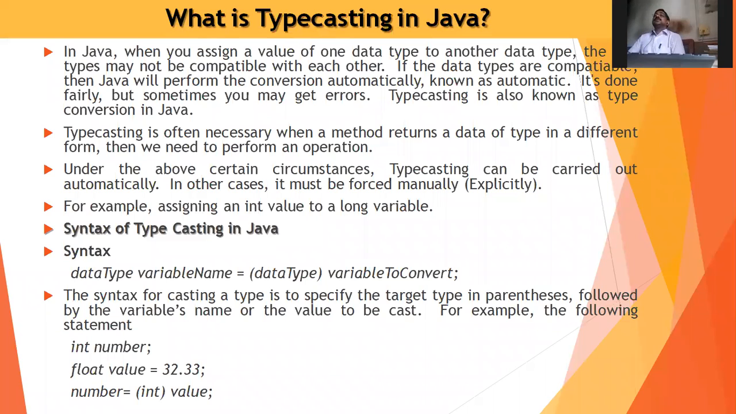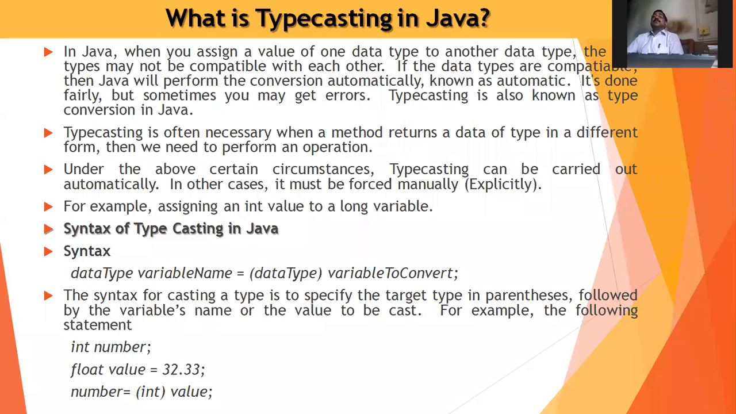So what is typecasting? It is a sort of type conversion. Typecasting is often necessary when a method returns data of a different type, and then we need to perform an operation. Under certain circumstances, typecasting can be carried out automatically. In other cases, it must be forced manually or explicitly.